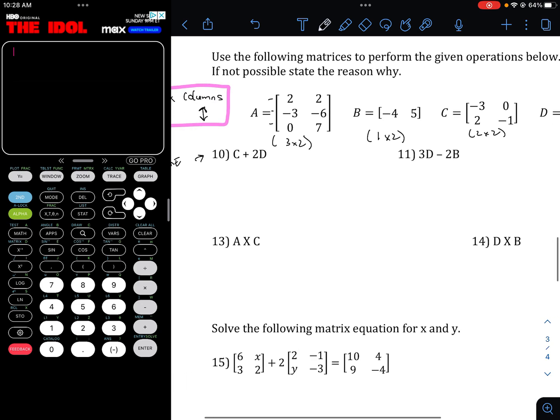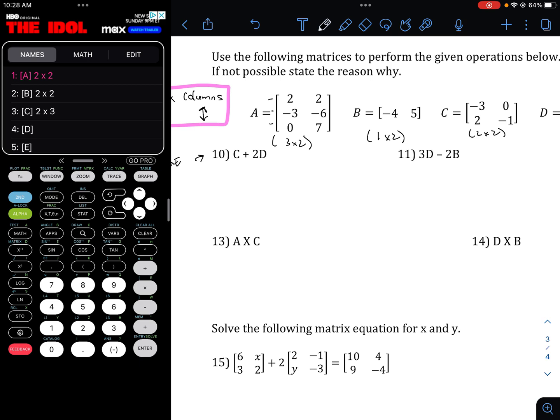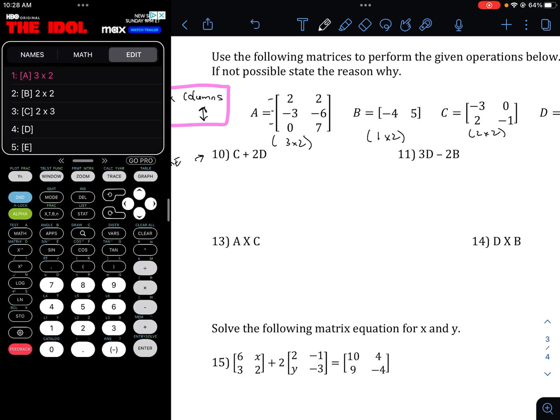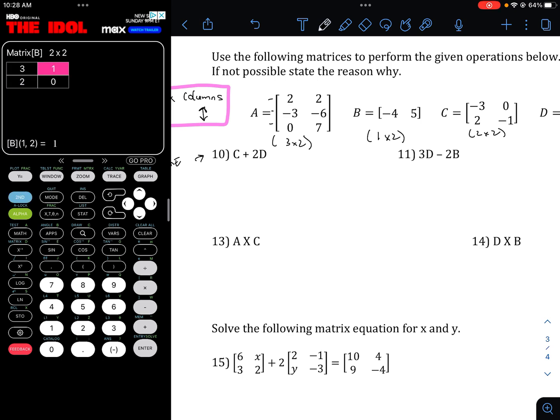One thing we can do, again, let's put these into the calculator. Second matrix, go over to edit. This is going to be a 3 by 2 for matrix A. We'll just plug them all in there. And we can type those in: 2, 2, -3, -6, 0, 7. Leave the matrix, go back in, over to edit, 2, and you can go ahead and make this one a 1 by 2.